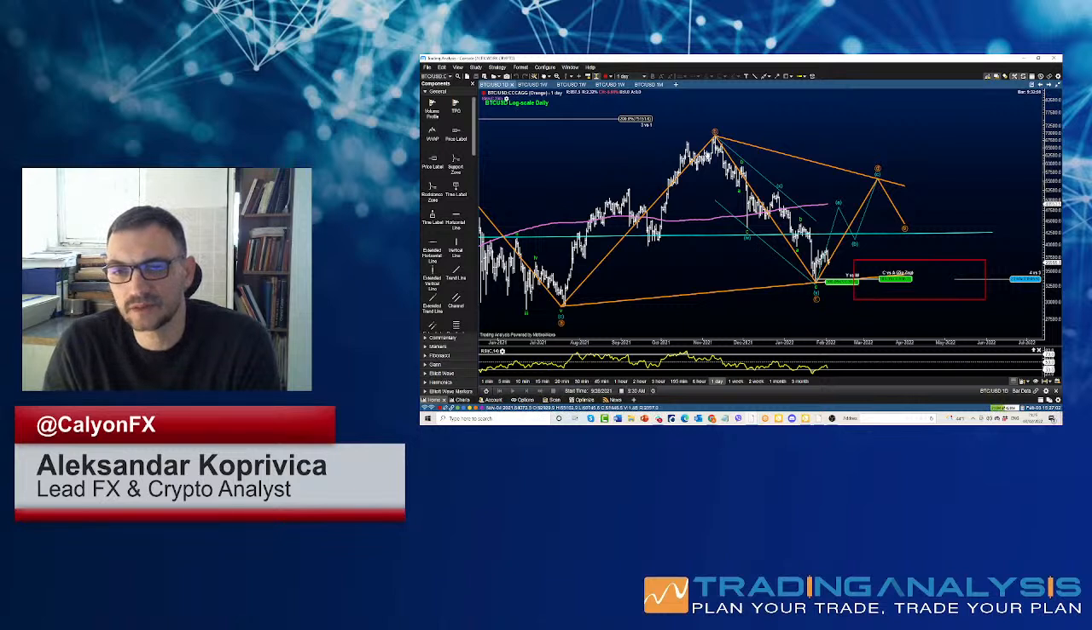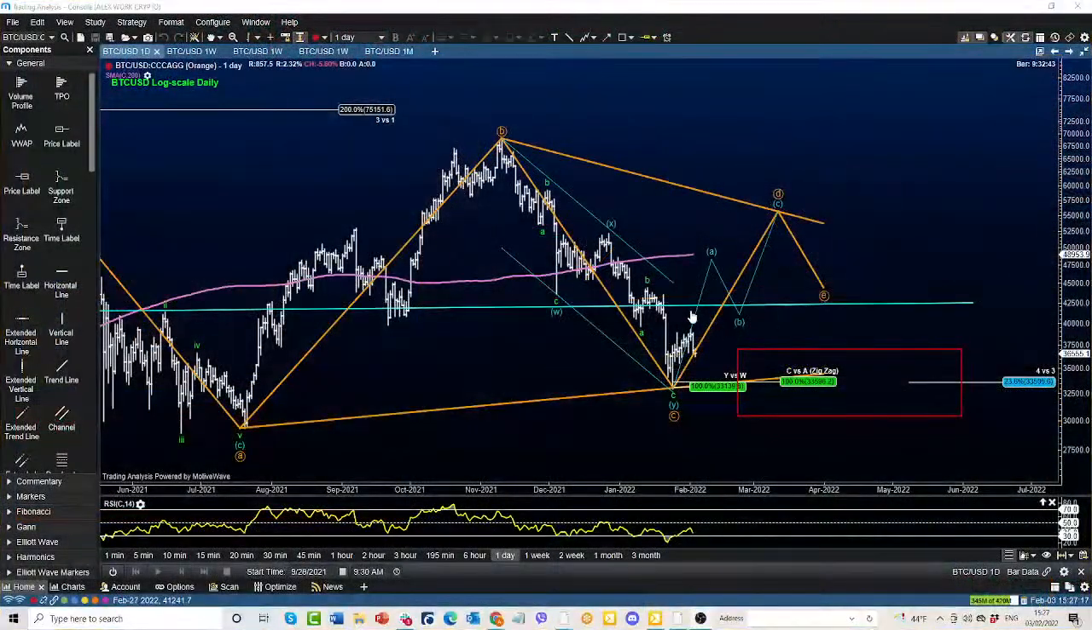We have a type of WXY here in this C wave leg of a triangle, with a couple of very strong fib ratios, which are actually holding. We still think this is a triangle, but we need to see a move above 40K.